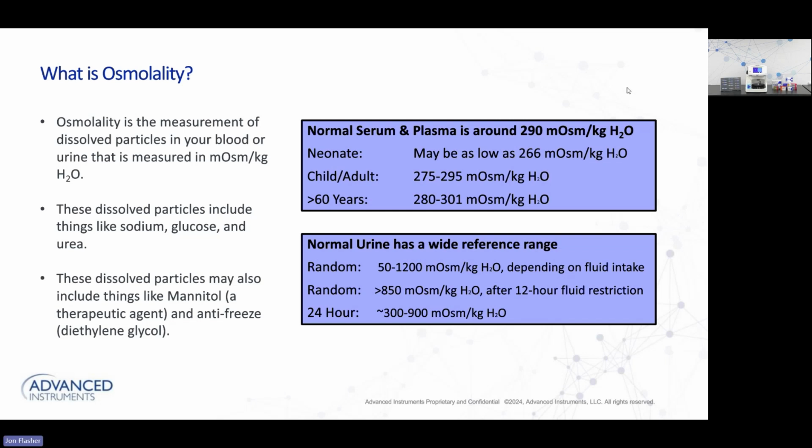So in normal circumstances, for your neonates, you'll have osmolality as low as 266 milliosmoles per kilogram of water. But for children and adults, it's usually somewhere between 275 and 295, with patients over 60 years reporting osmolality results a little higher, 280 to 301. And then urine, depending on what the application is for testing, can be really all over the place, anywhere between 50 and 1200. So really wide range for urine testing there.